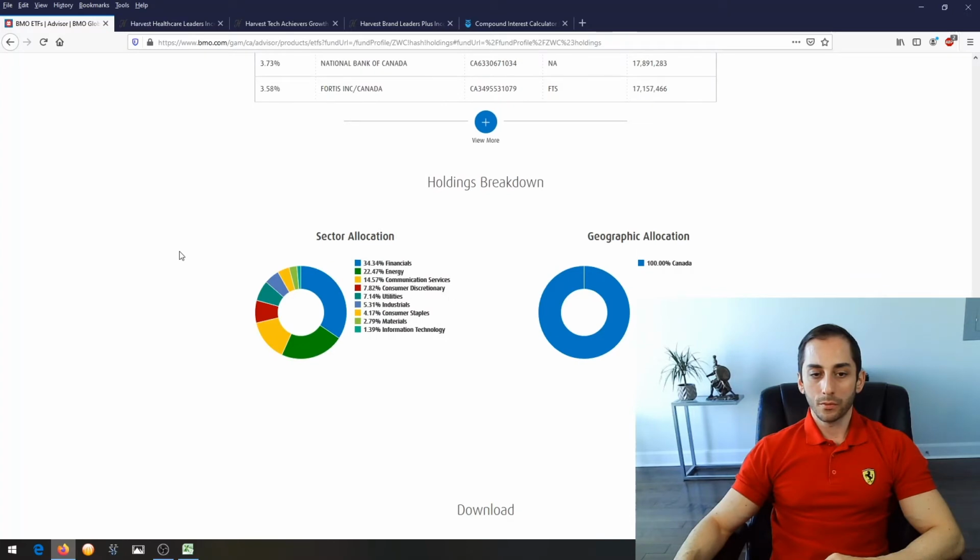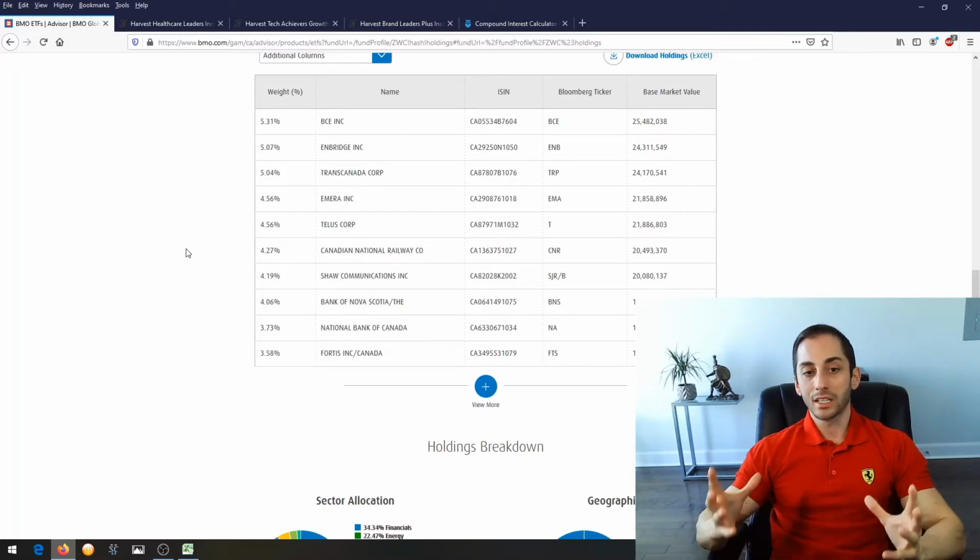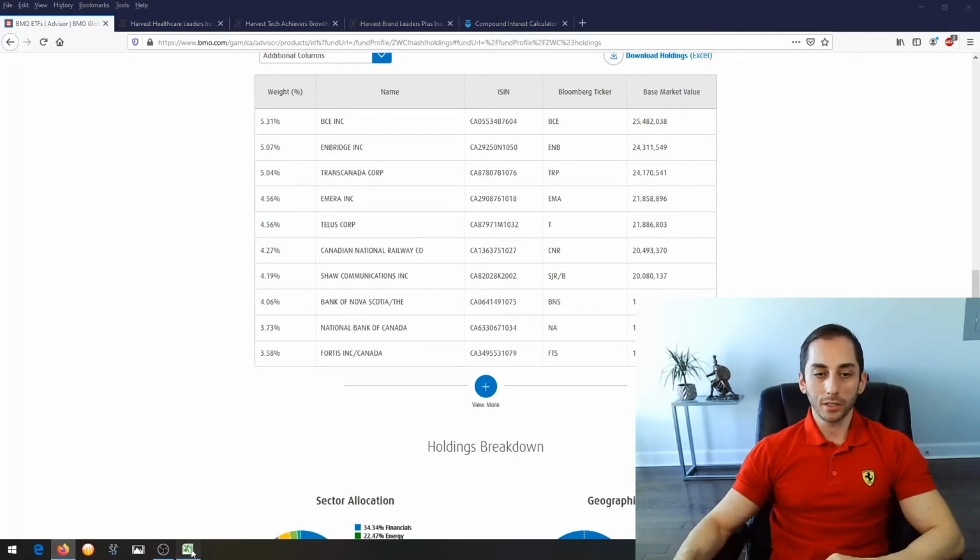If we go to the breakdown here, you see the sector allocation breakdown: 34% financials, 22% energy, 15% telecom, etc. These are really big cap, strong Canadian dividend companies. So very, very safe, and it gives you really nice broad exposure to the Canadian market.